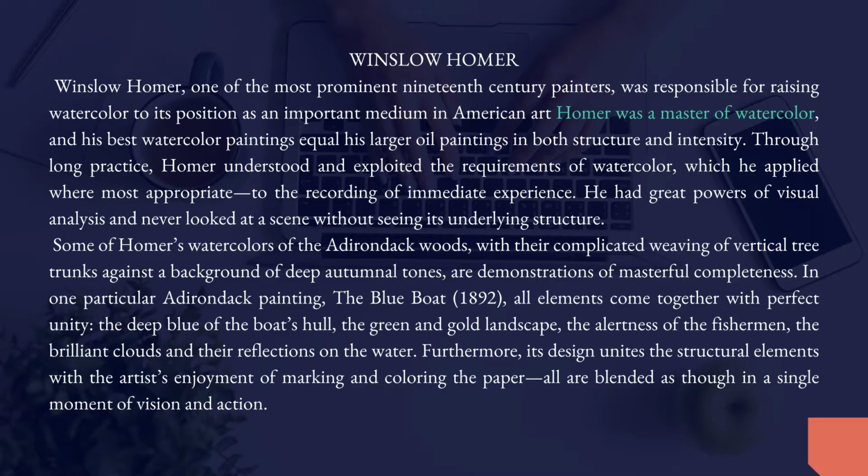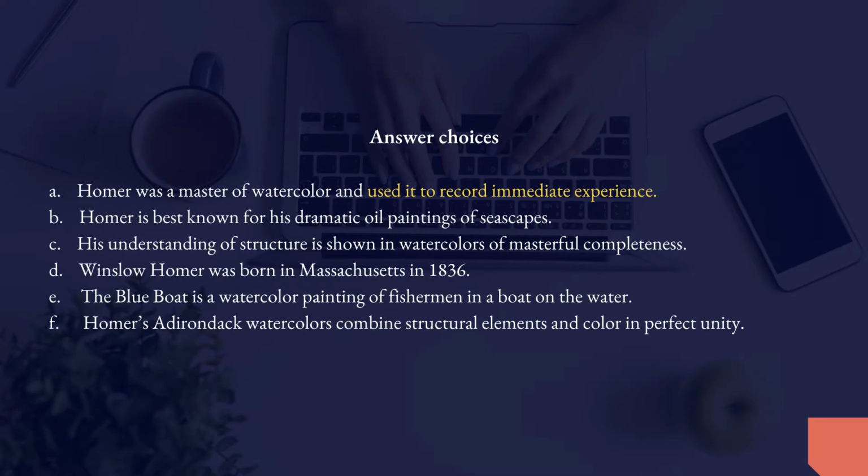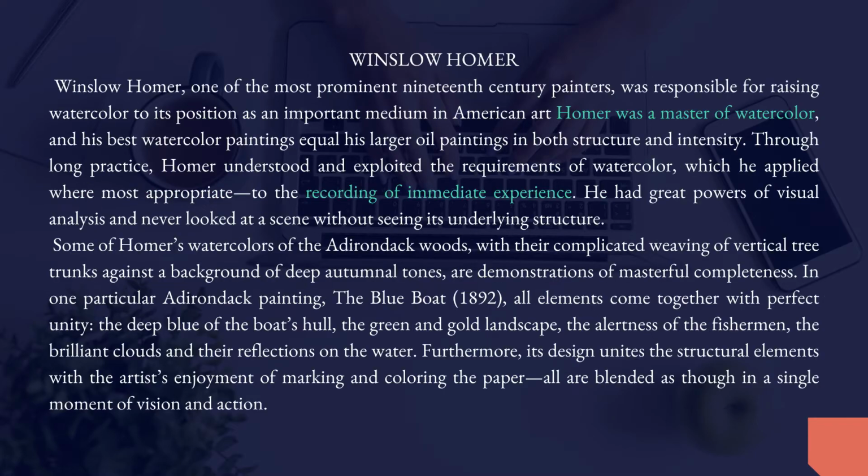So that's true, right? But in the second part, it says he was a master of watercolor and what? He used it to record immediate experience. Now we also need to check this part because just half of the answer is not enough. We need to find both parts. So keywords, immediate experience. And here we have it. The sentence says, through long practice, Homer understood and exploited the requirements of watercolor, which he applied where most appropriate to, then it says, the recording of immediate experience. So immediate experience is here. Well, it is true. So Homer was a master of watercolor and he used it to record immediate experience.